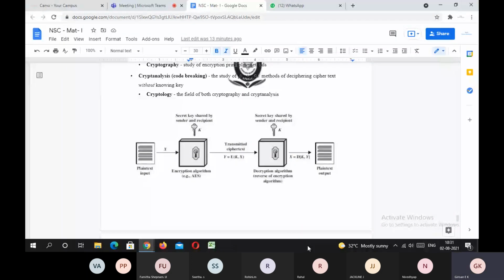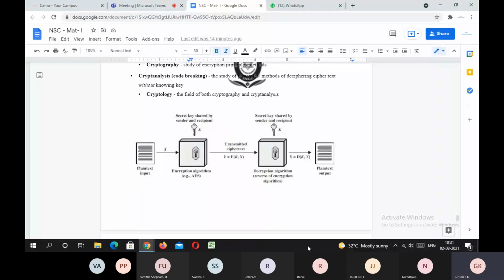Now, in this example, the value of the key is K, used by both persons, sender and receiver. If the sender uses K and the receiver uses K1, so K and K1 are different keys, then those algorithms are said to be asymmetric key algorithms, or we can call them public key algorithms, and another name is two key algorithms.